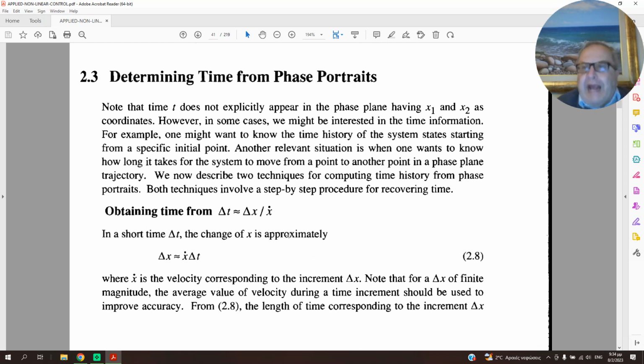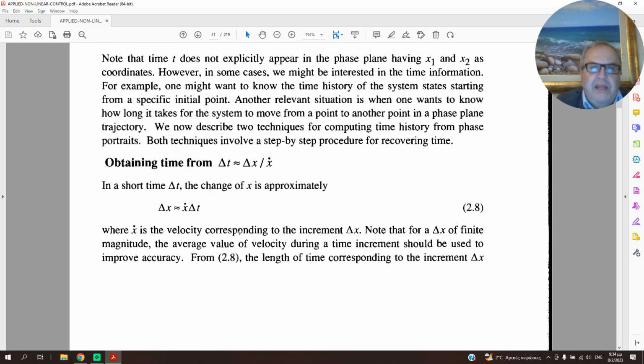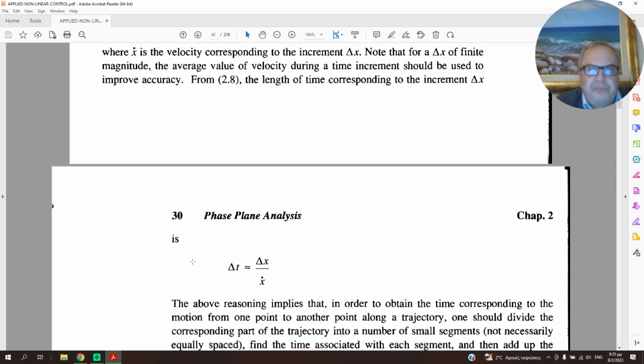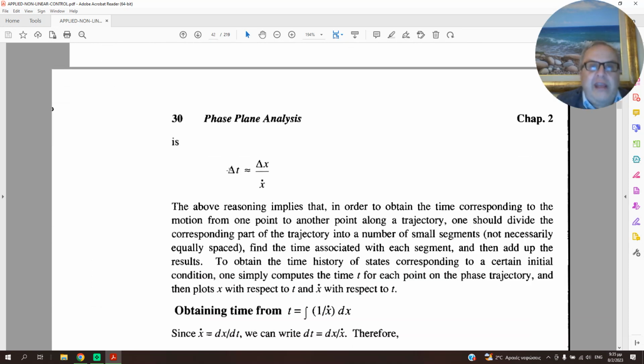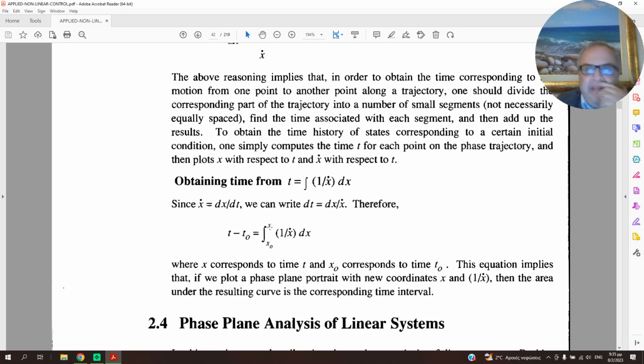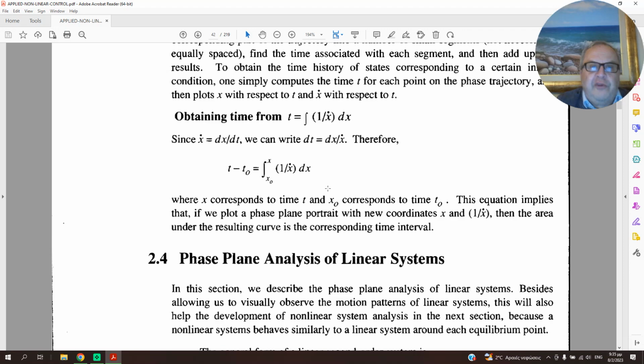So, practically, we must solve the equations with respect to time. So, in this case, we use this technique. We consider that delta t is approximately this, and we solve this. We take this equation, and then we take this integral. We obtain this integral from this.